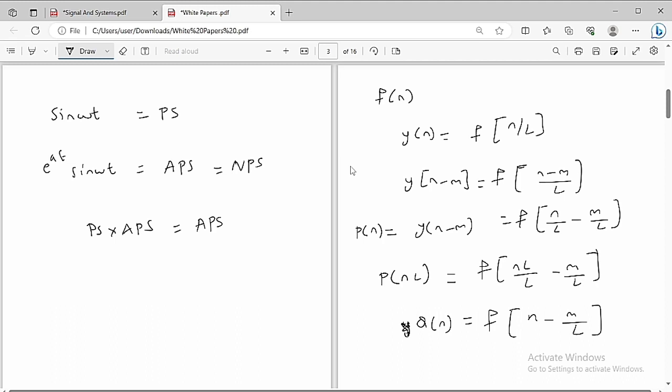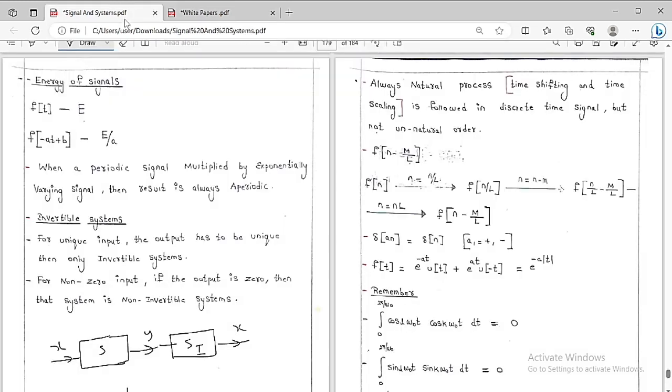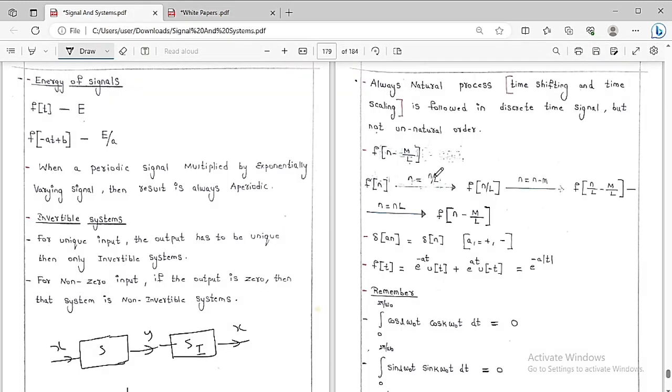So what I did first, basically, I scaled the signal by 1 by l. Then I shifted the signal by m units. Then again I did the scaling by l units. So listen carefully. First I did the scaling by 1 by l units, then I did the shifting by m units, then again I did the scaling by l units. So this is what I did in order to get this one. You can see clearly: first the scaling by 1 by l units, then I shifted the signal by m units, and again I did the scaling by l units in order to get the signal.